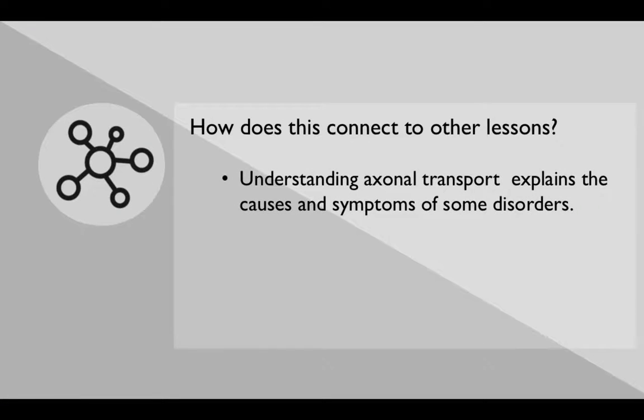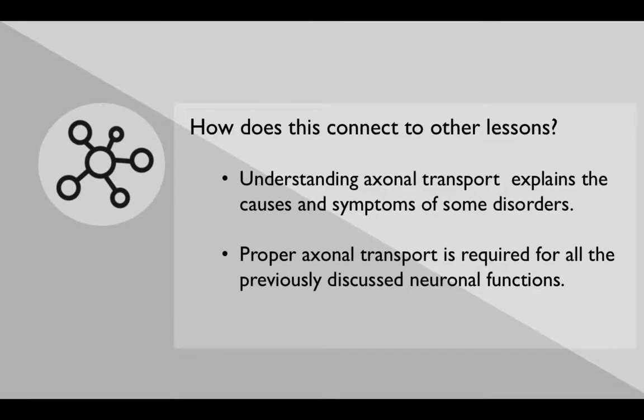Understanding axonal transport explains the causes and symptoms of some of the disorders that we'll discuss in the next lesson. Additionally, proper axonal transport is required for all of the previously discussed neuronal functions, so this builds on the concepts already discussed, including receiving and transmitting information and communicating information to a postsynaptic cell.